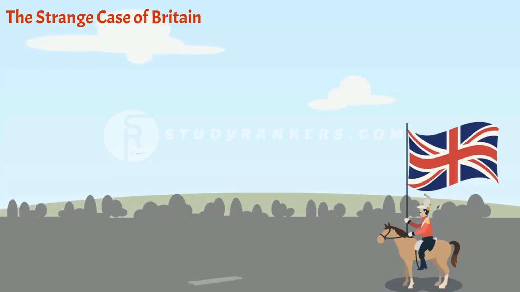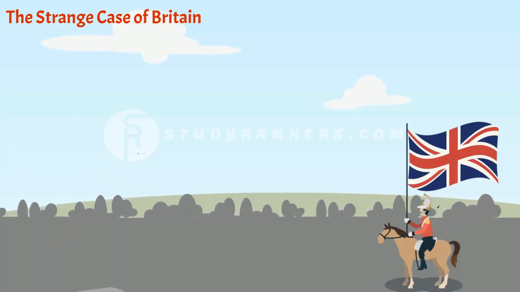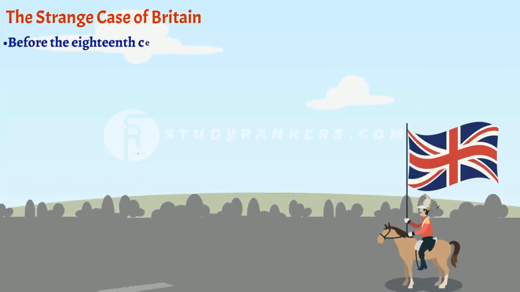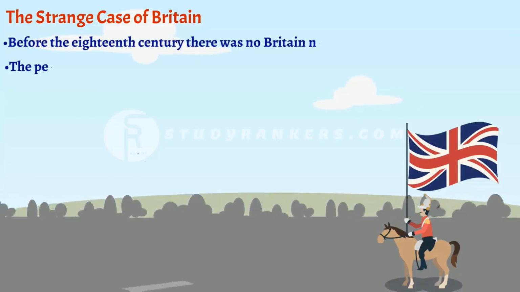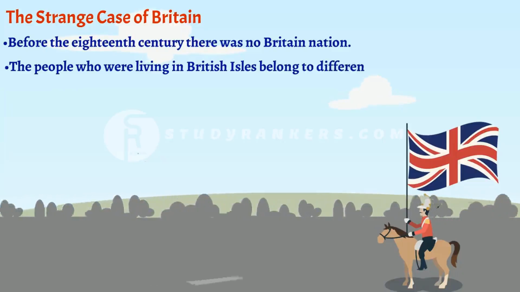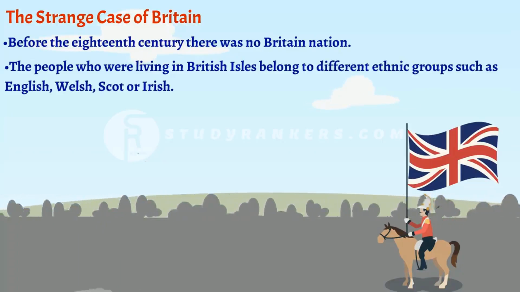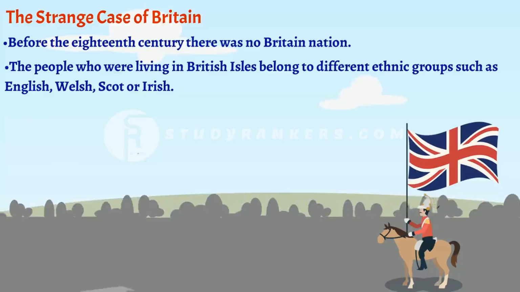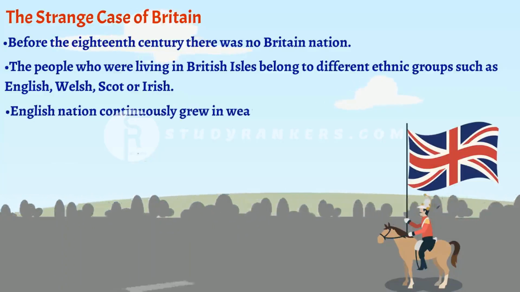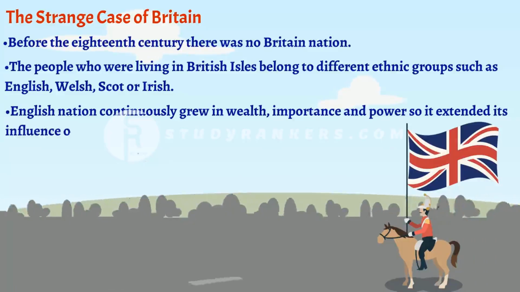In Britain, the formation of the nation-state was different, as it was not the result of a sudden uprising or any revolution. Before the 18th century, there was no British nation. The people who were living in the British Isles belonged to different ethnic groups, such as English, Welsh, Scot, or Irish. Each ethnic group had its own cultural and political traditions. But as the English nation continuously grew in wealth, importance, and power, it extended its influence over the other nations of the islands.